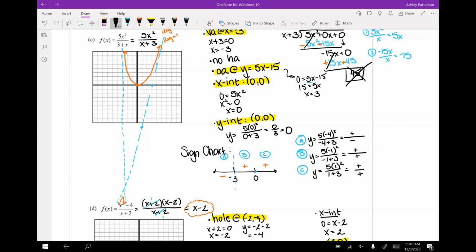Okay, domain and range. For the domain, we're going to say all real numbers except x cannot equal just -3. It's the only discontinuity that we have here. Or negative infinity to -3 union -3 to infinity.